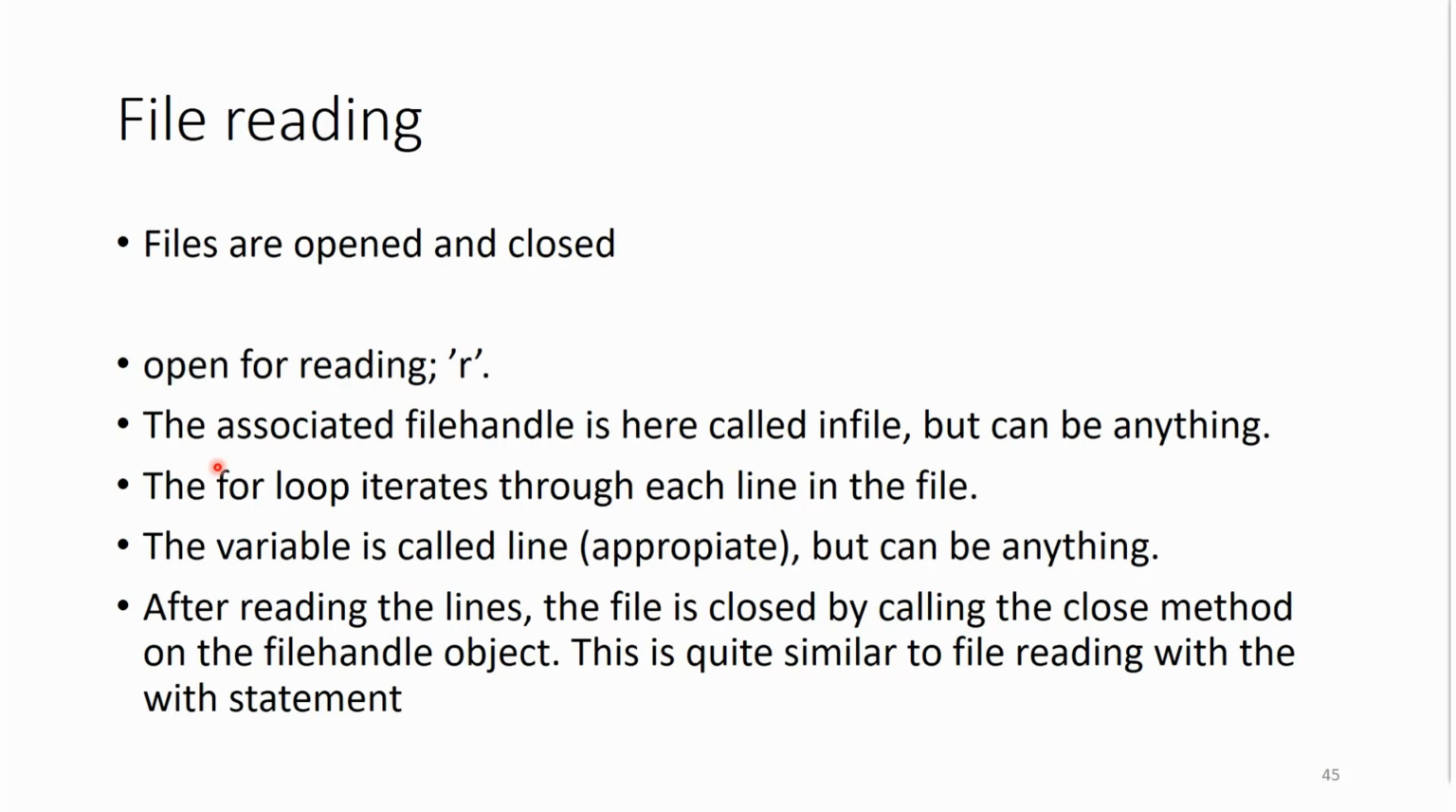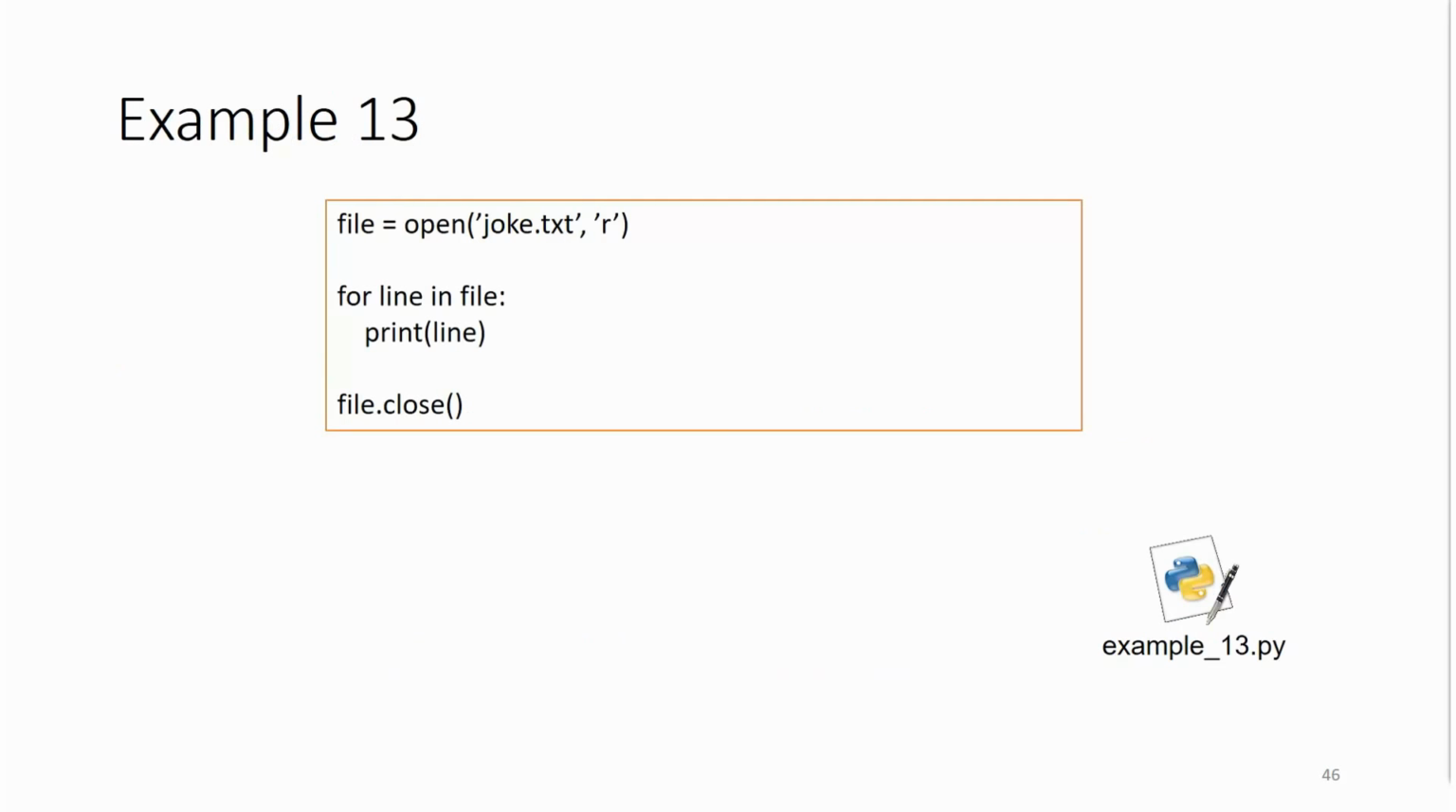The associated file handle is here called infile, but can be anything. In the example that I will show, the variable is called infile, but it doesn't really matter, because I changed it in example 13. I changed the name to file instead of infile. So here I named it file is equal to open, here is the path of the file, and then here we have the R argument that stands for reading.